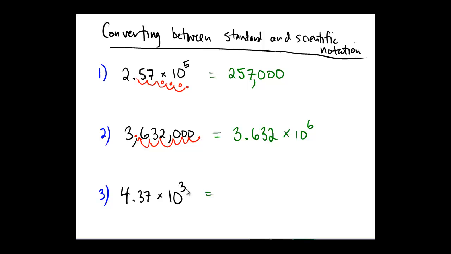10 cubed would mean we'd move the decimal 3 spots. 1, 2, 3. There's our new decimal spot, and we need to put in a placeholder. So we replace the number 0 in that spot as a placeholder. So your answer that you hopefully got here was 4,370. And if you wish to put the comma in there, there's a grouping symbol, it is 4,370.